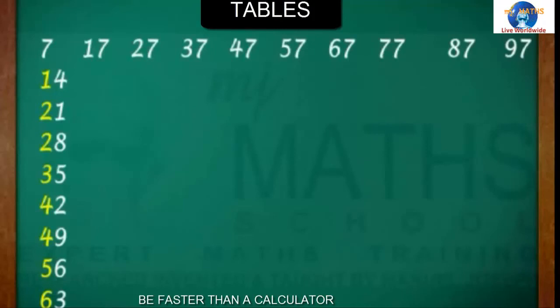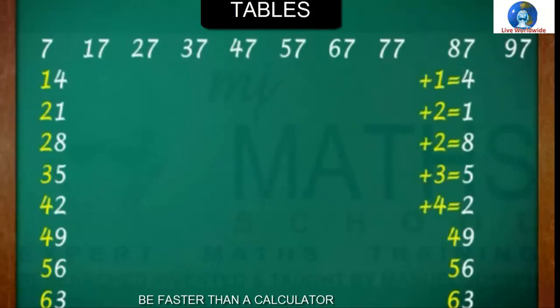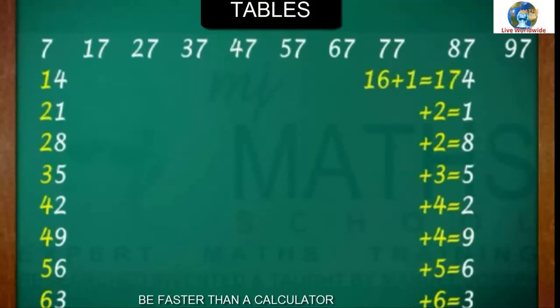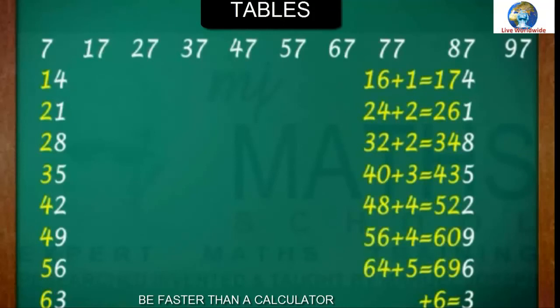The same method works here, and to do any of these tables, all you need to do is a 7 times table first, followed by the table of the number following it. 87. First do a 7 times table, followed by the 8 times table. And the most important thing is, do not forget to add the carryover numbers.